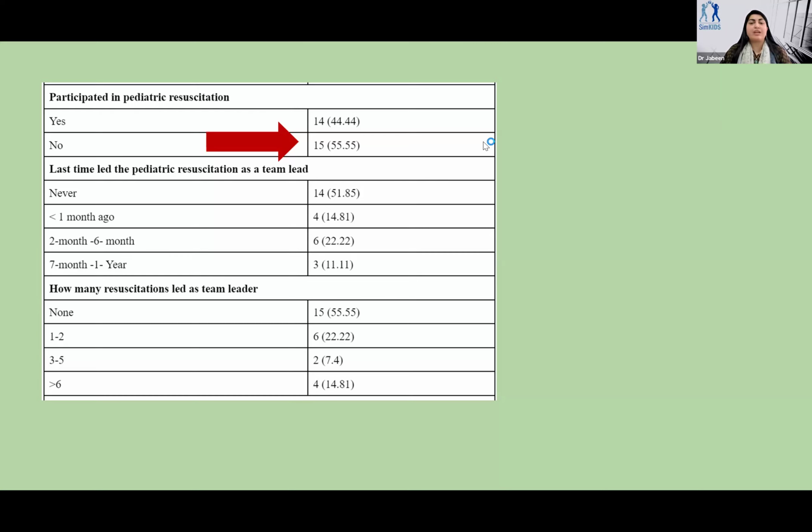So almost more than 50% have not participated. And this is a study from almost 3-4 years ago. So that was the situation when we started doing simulations and implementing the simulation-based PEM curriculum. Then almost more than half have never led a PEM resuscitation or pediatric resuscitation as a team lead because they are so hesitant. And you can see how many resuscitations they led as team leader. So none in almost more than a half.